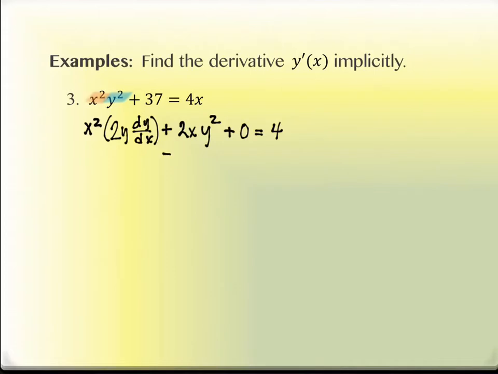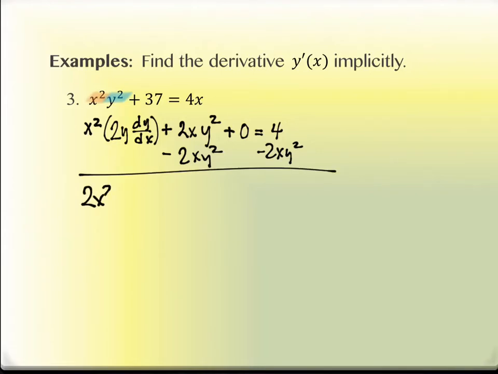I'm going to move my 2xy squared to the other side. So I'll just simplify this. I've got 2x squared y dy dx on the left. And then on the right, I have 4 minus 2xy squared, sorry. Then what would I do? Right, divide by 2x squared y.